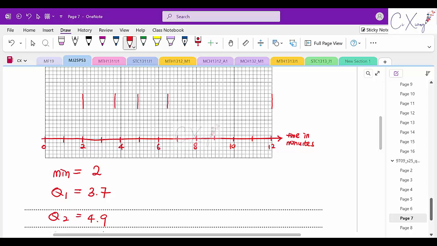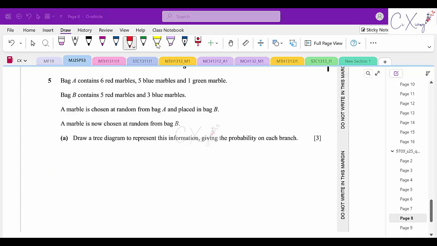Now try to connect all the center 3 values Q1, Q2, Q3 by using the horizontal line, and eventually you will form a box like this. Then form the whisker from the minimum and also the maximum value to the box. So this is basically how our box plot looks like. Please make sure always that you label the scale and also the x-axis clearly. So this is how we solve this question.